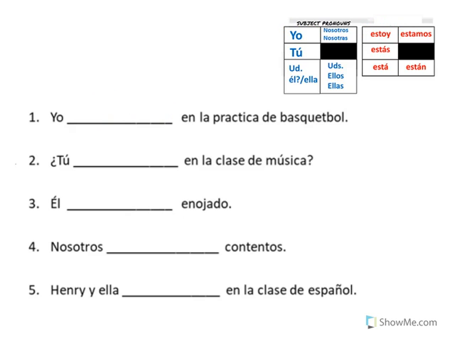Número dos. Tú blank en la clase de música. You are in music class. So what's the word for you are? Again, simple. Tú estás. Just like that.